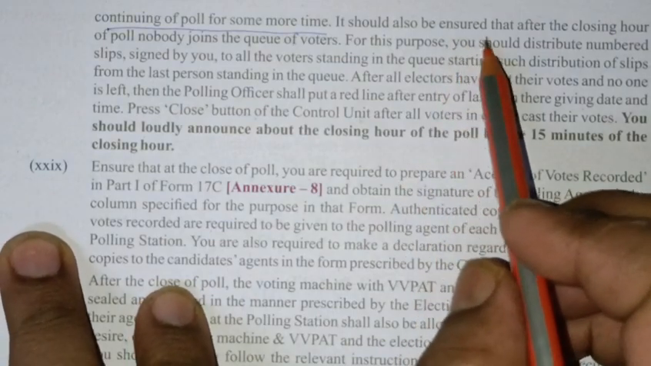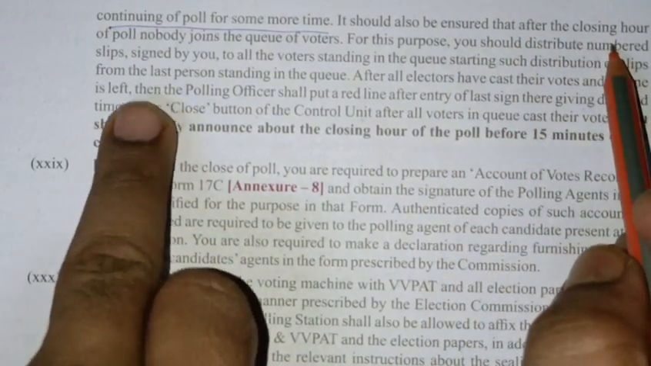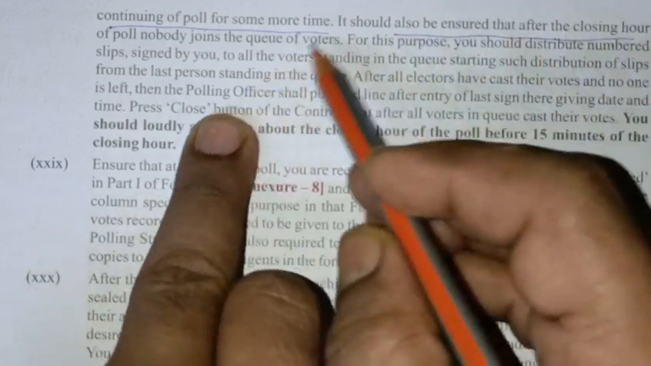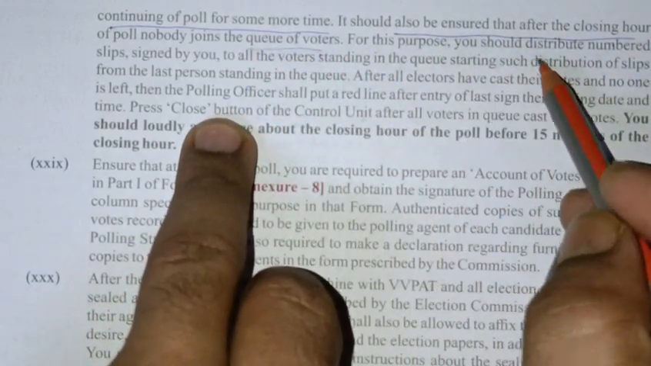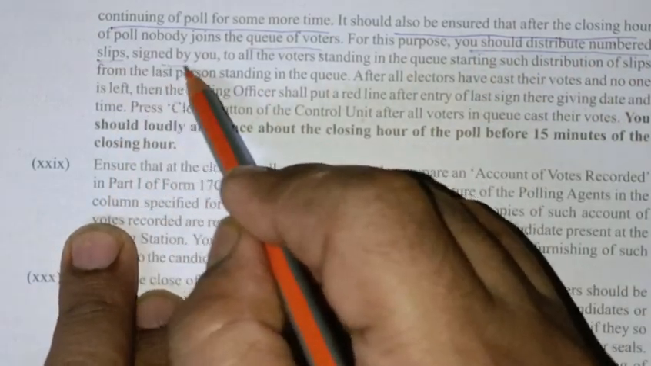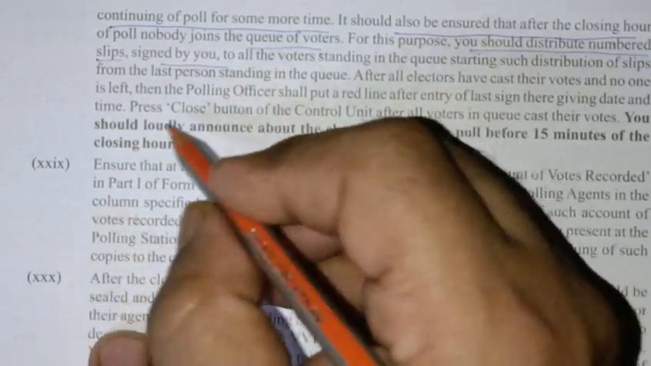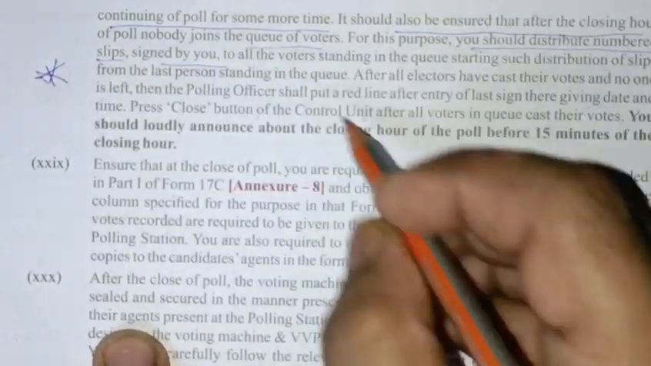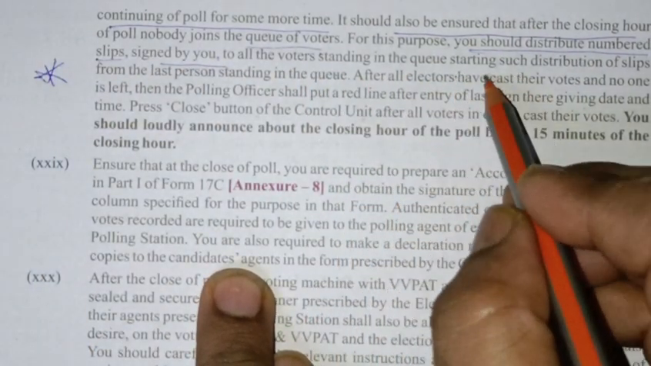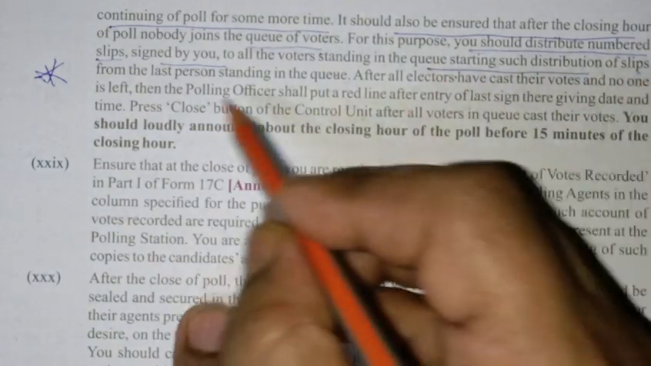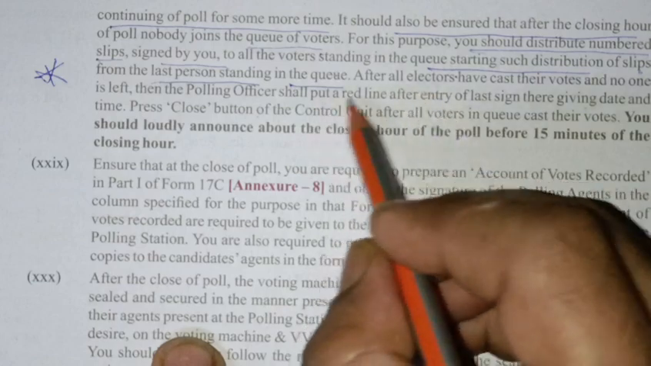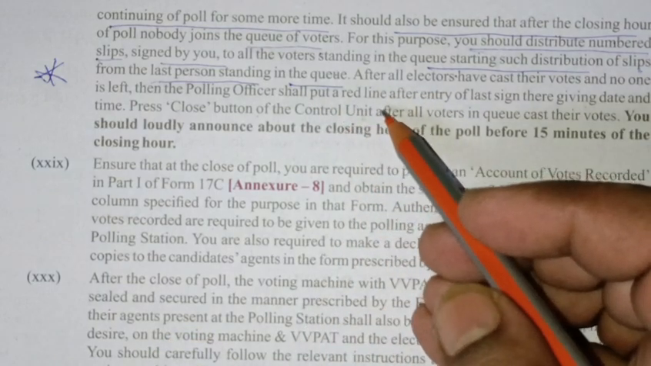It should also be ensured that after the closing hour of poll nobody joins the queue of voters. For this purpose, you should distribute numbered slips signed by you to all the voters standing in the queues, starting with such distribution of slips from the last person standing in the queues. After all, last person को एक नंबर देंगे इस तरीके से.